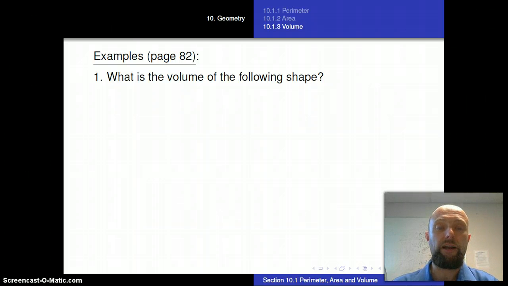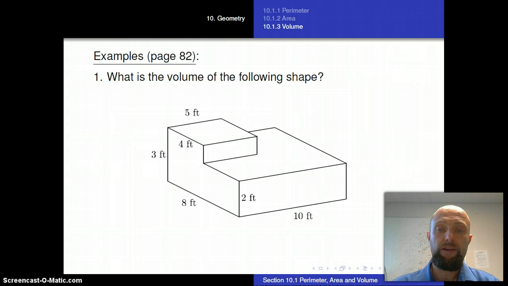Let's illustrate this with the examples on page 82. What is the volume of the following shape? Here we can divide the shape into two rectangular solids, the top piece and then the bottom piece. In order to find the volume of a rectangular solid, we need the length, the width, and the height. For the bottom solid, we can choose the length to be 10 feet, the width 8 feet, and the height to be 2 feet. For the top piece, we have 5 feet, 4 feet, and the height is a little bit more work. It is the height of the whole figure, 3 feet, minus the height of the bottom piece, 2 feet, so 1 foot.